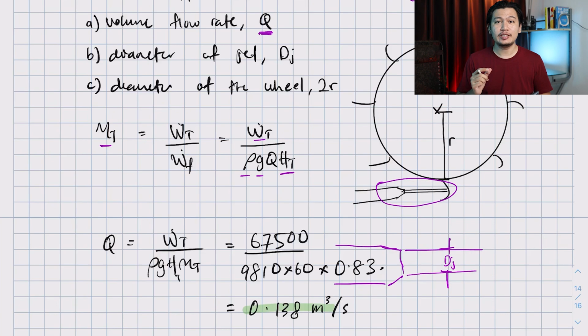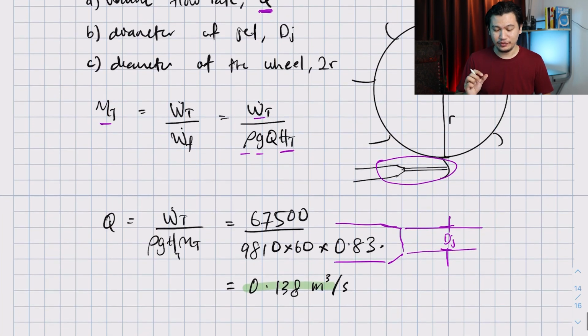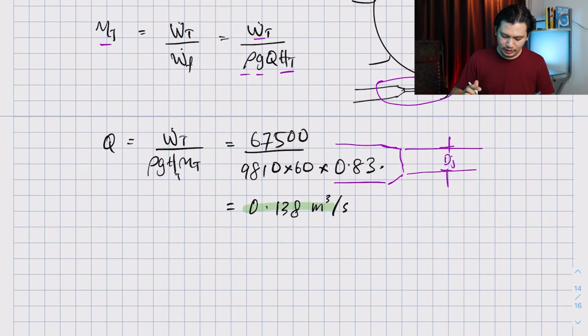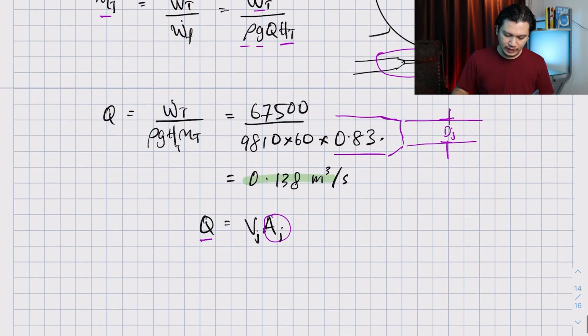How do we find the diameter of the jet? In order to get the diameter, you need the area of the jet first. Area and velocity are related with Q, which is what we just found, 0.138 meter cube per second, and Q is also equal to velocity times area. Of course, this is the velocity of the jet and this is the area of the jet. We have Q now, and we are looking for the area of the jet, because from the area we can get the diameter.